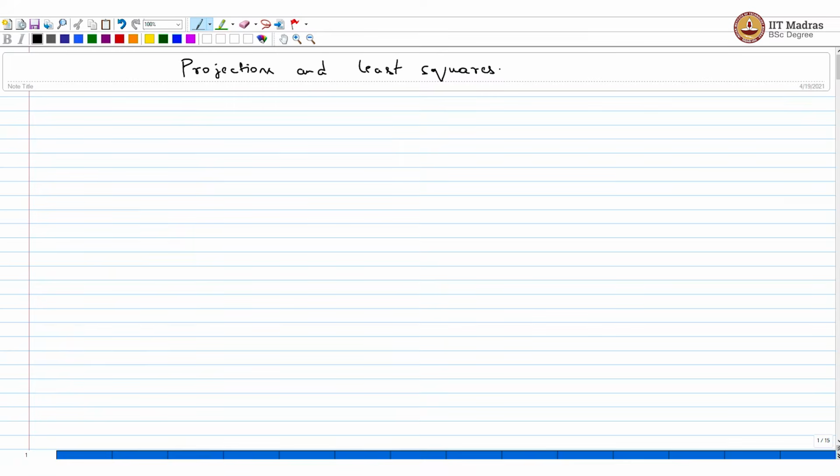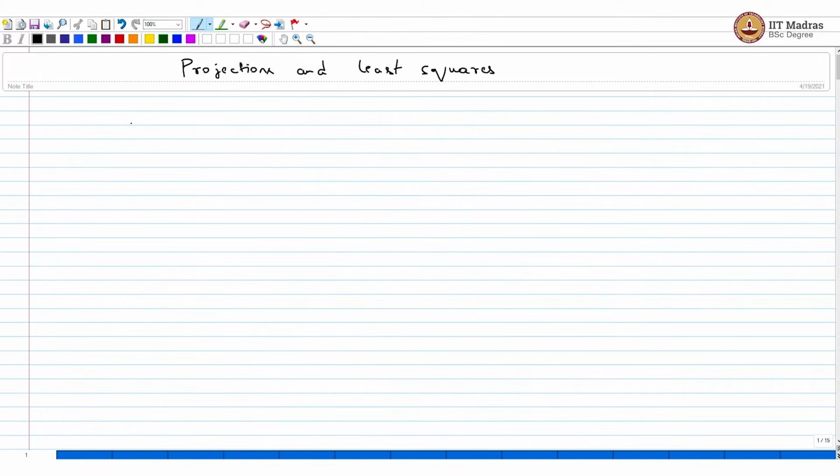Okay, so welcome to yet another lecture on machine learning foundations. We'll continue the discussion on least squares, but before that we'll be talking about projections. So today's talk is focused on projections, which has strong connections to least squares.